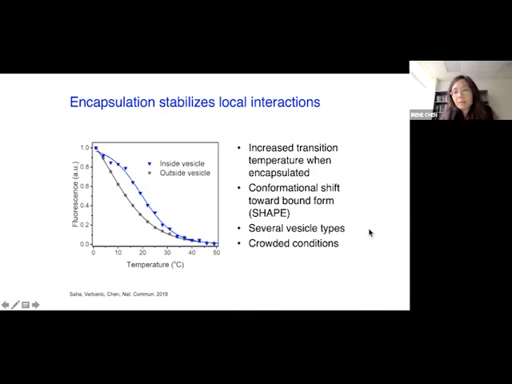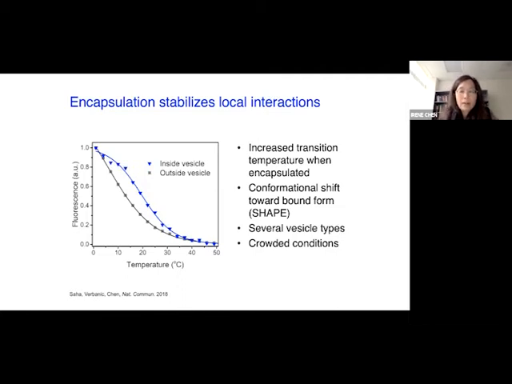A couple other things that we looked at were that there is a shift if we look at SHAPE, which is a mechanism for probing the secondary structure. There is a shift in the secondary structure toward the bound form when the ribozymes are, I'm sorry, the aptamer in this case, when the aptamer is encapsulated. So that is also consistent with the conformation shifting toward the active form. And then, as I said before, we tested a few different vesicle types. We see a similar result. And also in some crowded conditions, we get this same shift.